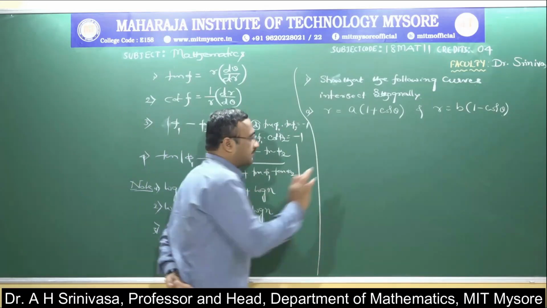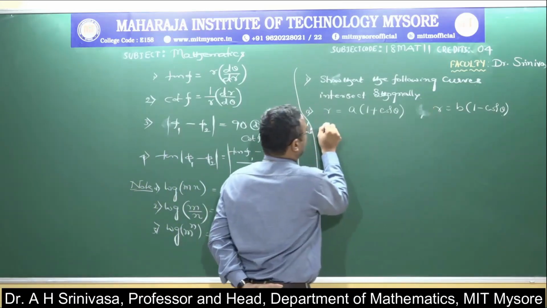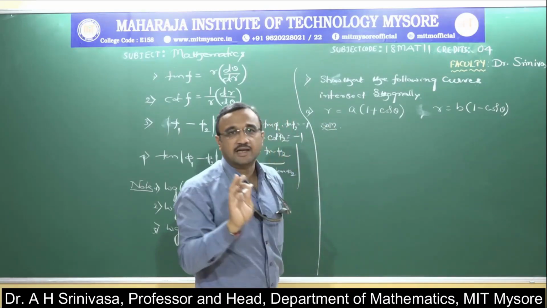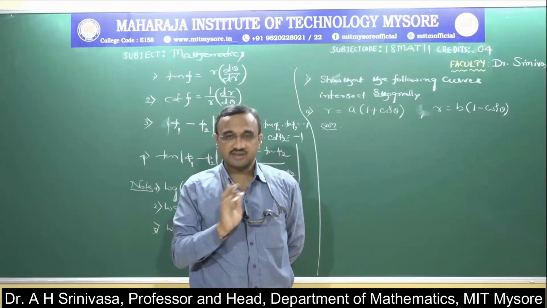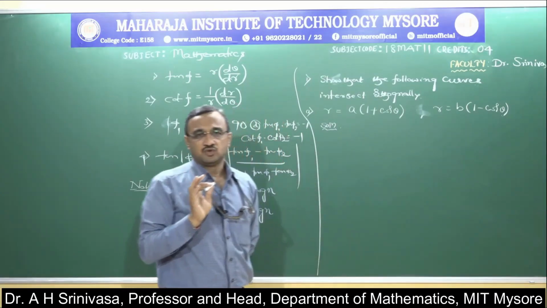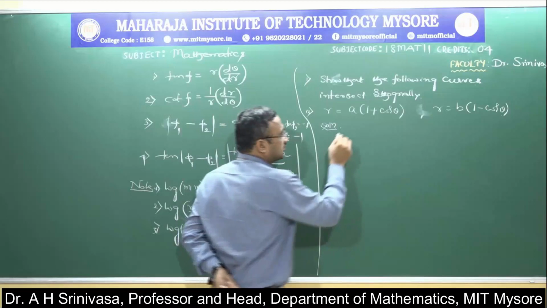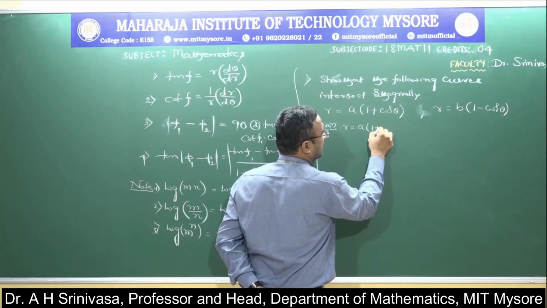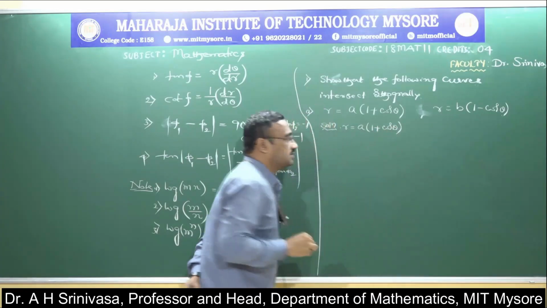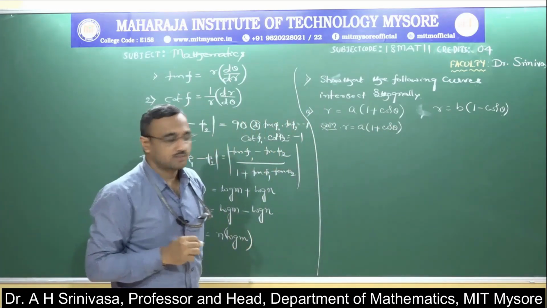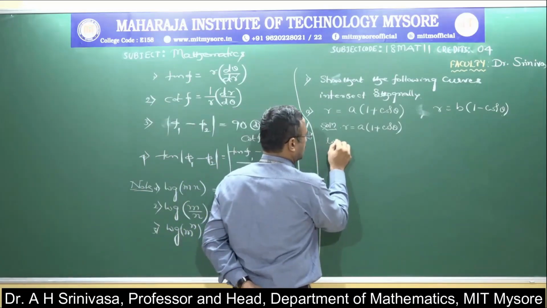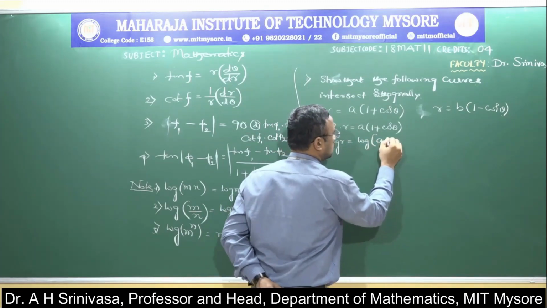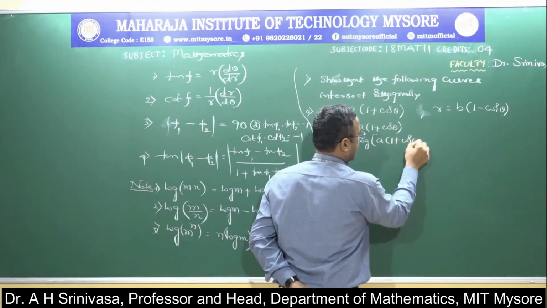Okay. Now first I am going to solve this one. So write down the solution. First you preferably take the log on both sides. It is very easy to evaluate this function. For r equal to a times (1 plus cos theta), taking log on both sides, this becomes log r equal to log of a into (1 plus cos theta).